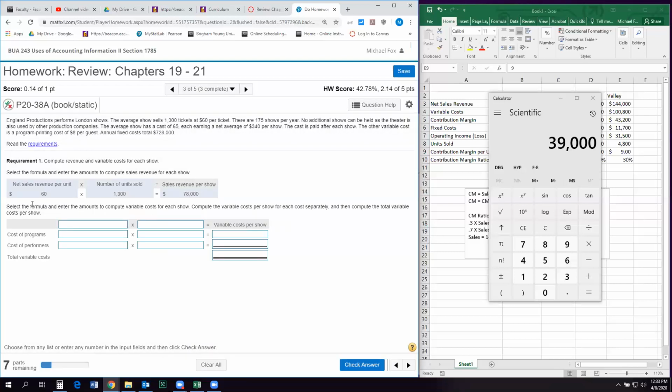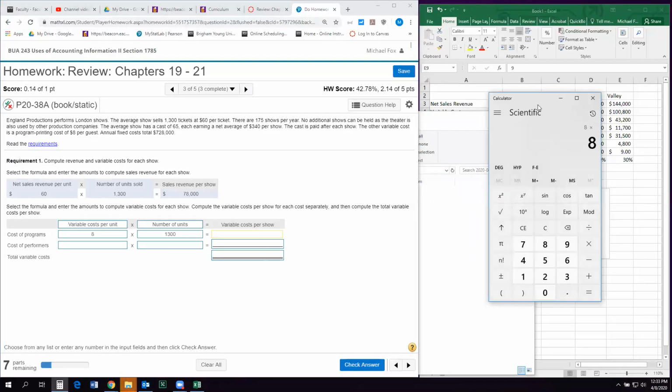All right, so now select the formula, enter the amounts to compute the variable costs for each show. Compute the variable cost per show for each cost separately, then compute the total. So again, this is our variable cost per unit times the number of units. The cost of the programs was $8 per guest, and there's 1,300 tickets per show, or guests per show. So 8 times 1,300 is $10,400.